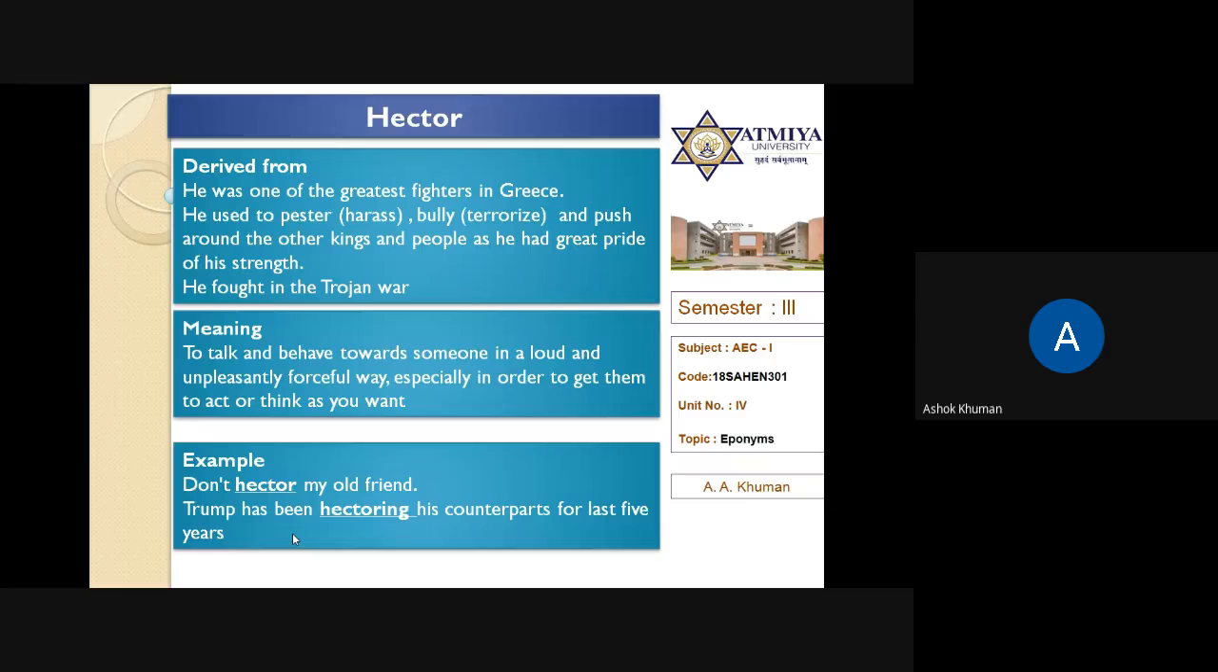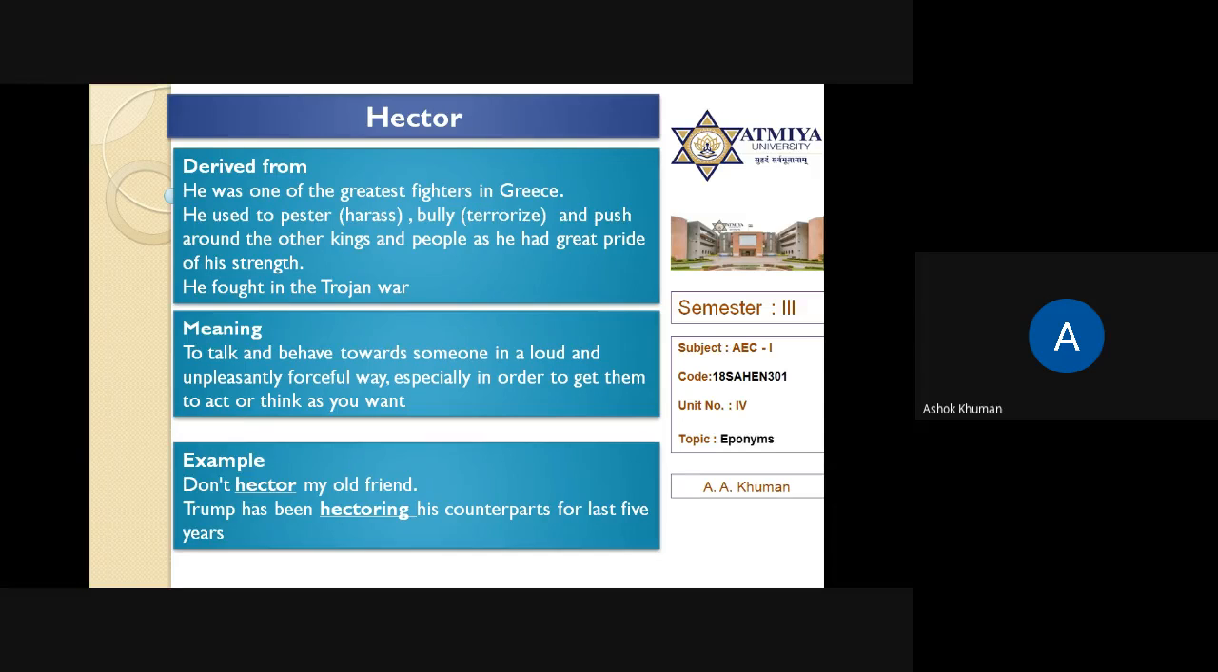And he would tell people, please believe me, if you go against me, he will kill, he will punish. So pester, bully, terrorizing and harassing people, mentally torturing people, so that nobody should raise a finger against Hector. If they do so, they will be punished. That is Hector, terrorizing people. For example, China is hectoring the neighboring nations. That is hectoring.